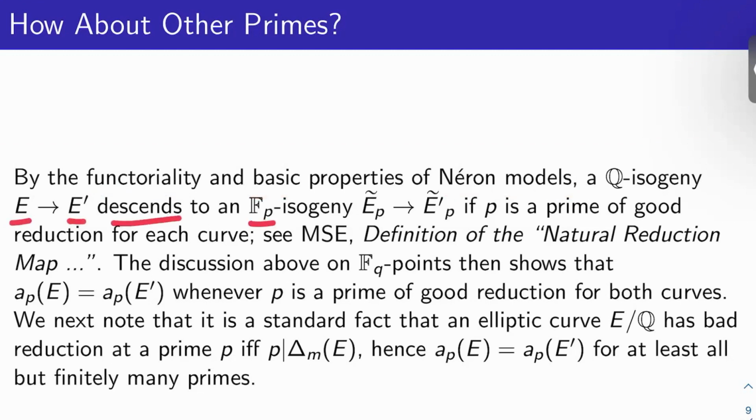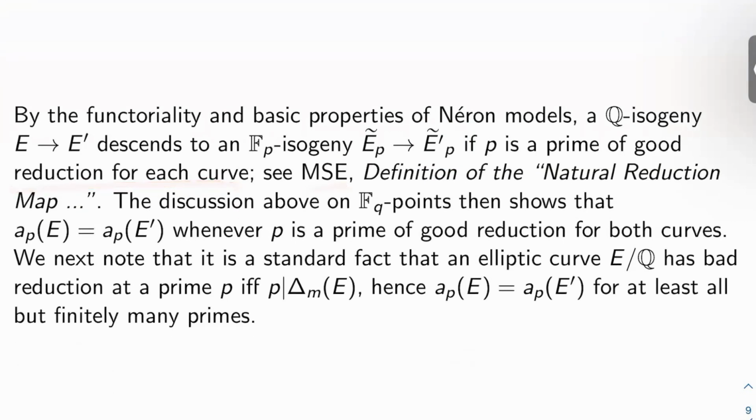Okay. And then by functoriality and basic properties of Néron models, a Q isogeny from E to E prime descends to an F_p isogeny from the reduction of E mod p, which we'll call E tilde sub p, to the reduction of E prime mod p, which is written E prime tilde sub p, if p is a prime of good reduction for each curve. You can look on Math Stack Exchange at a thread called The Definition of the Natural Reduction Map for a discussion about this. The discussion above on F_q points, so the discussion involving Tate's isogeny theorem and the slide prior to that, then shows that a_p of E equals a_p of E prime whenever p is a prime of good reduction for both curves. Okay.